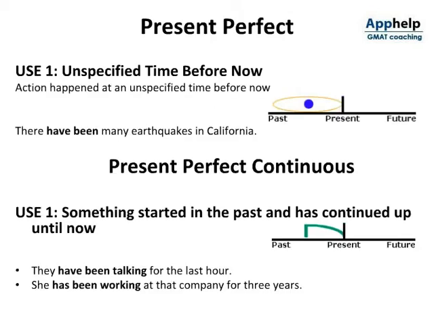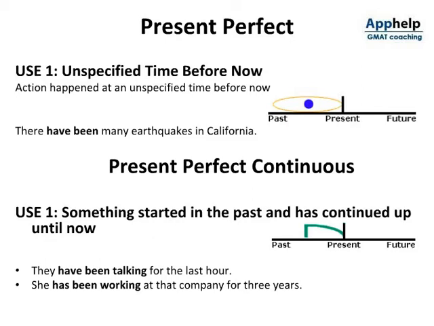Let's discuss present perfect now. Use 1. Present perfect is used to describe an action that happened at an unspecified time before now. For example, there have been many earthquakes in California.